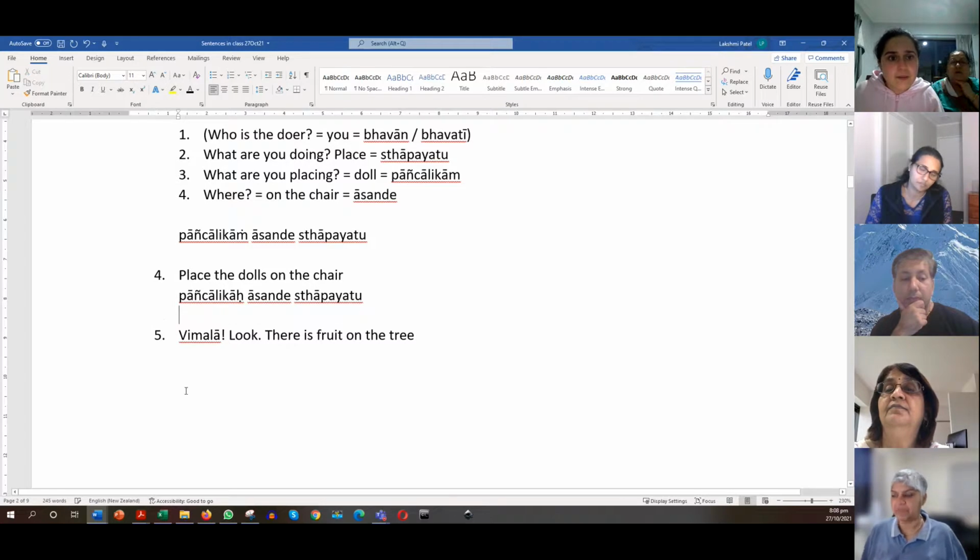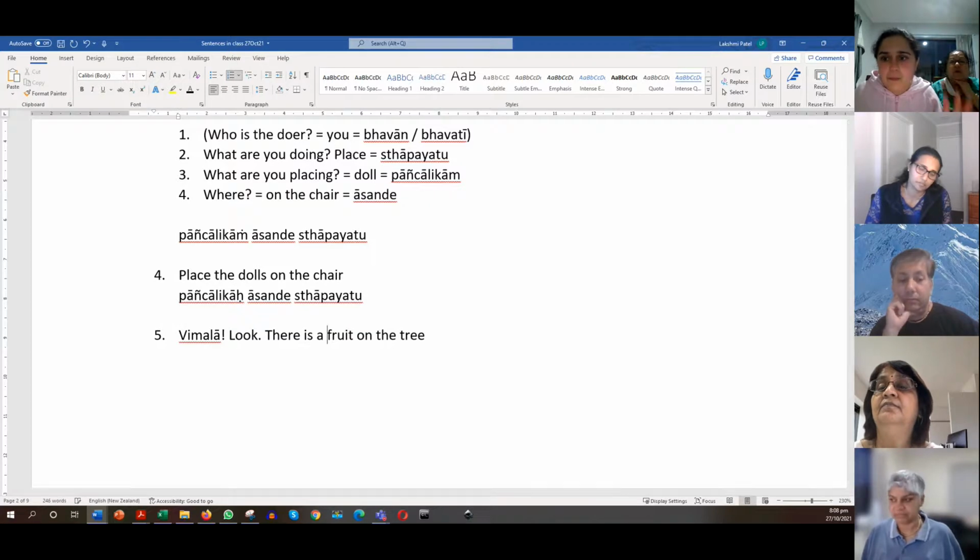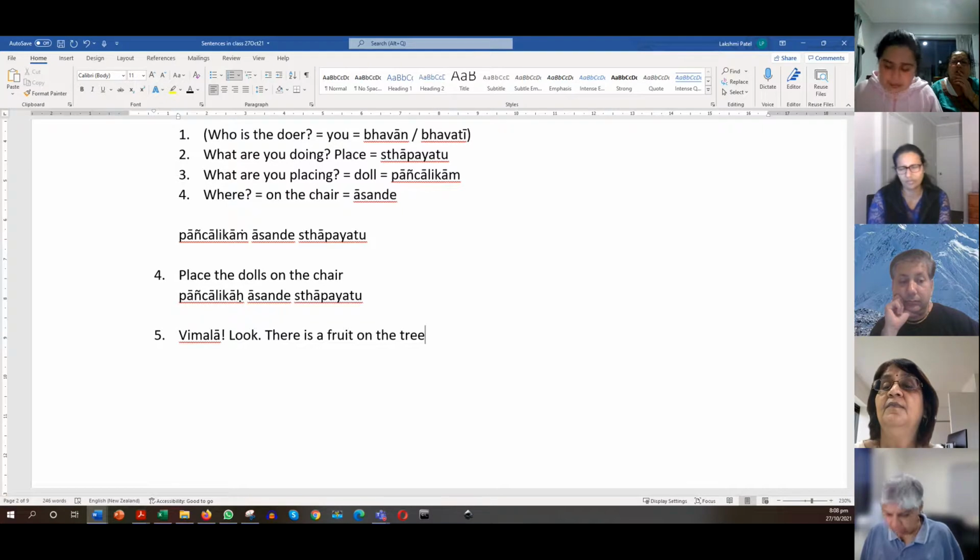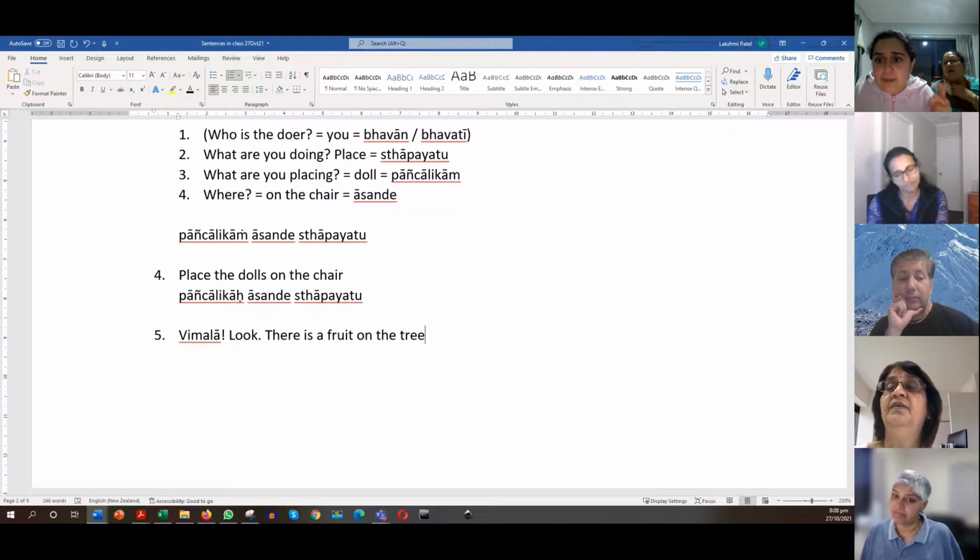Vimala, look, there is fruit on the tree. Vimale pashyatu. Ataha means therefore. I get confused with therefore. But Tatkalam.